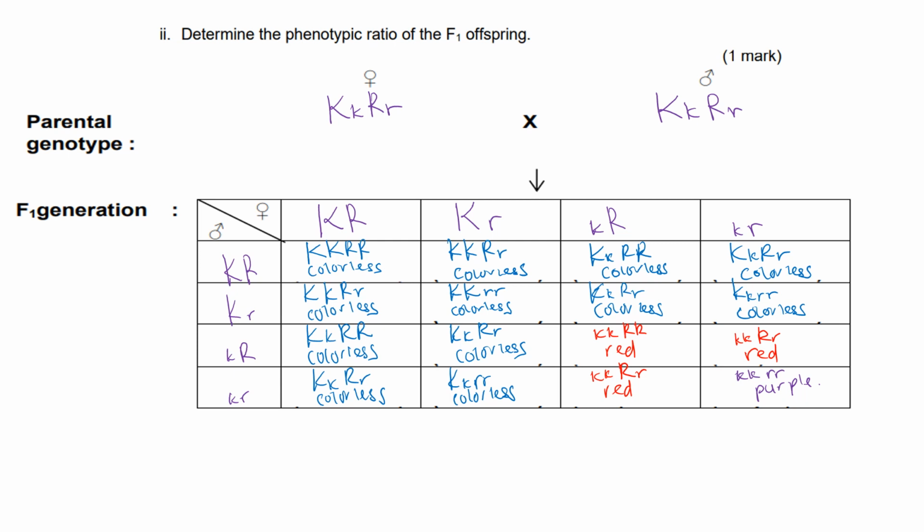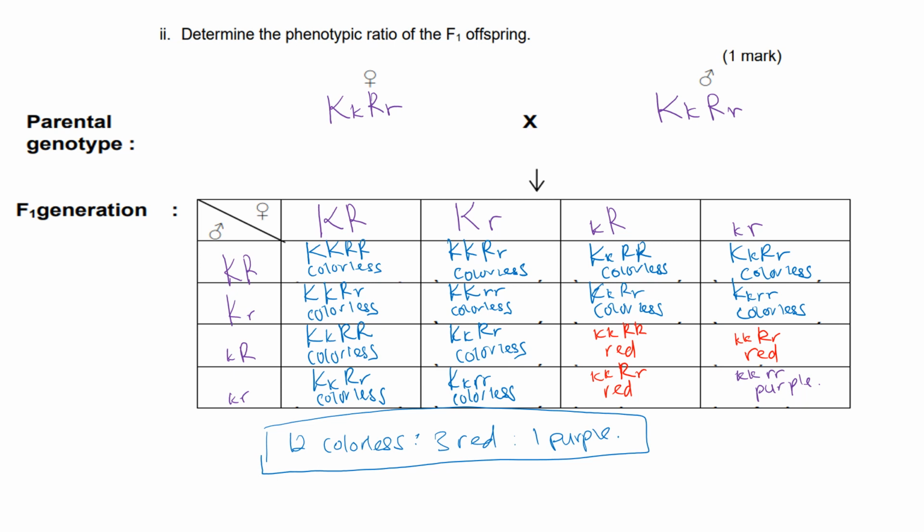So basically, the answer that you will get for the phenotypic ratio is 12 colorless to 3 red to 1 purple. This is the phenotypic ratio that you will get for this question. Just remember, for epistasis, you could get different phenotypic ratios based on the conditions given in the questions. So you have to read carefully what the conditions are, as the answer can be different from this ratio.